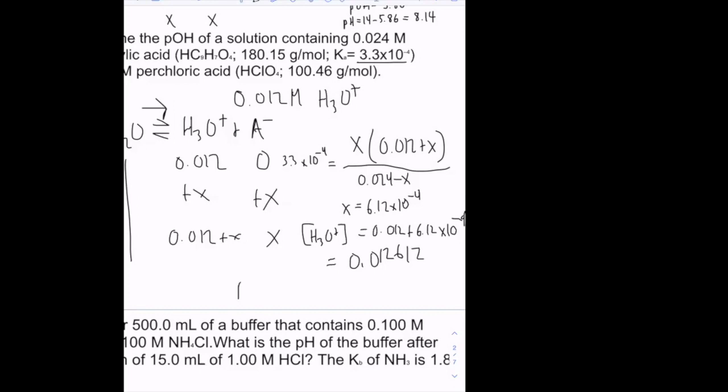So the pH is going to equal 1.899. The pOH then will equal 14 minus that, or pOH equals 12.10. And so that will be our answer to this problem. Are there any questions on that?